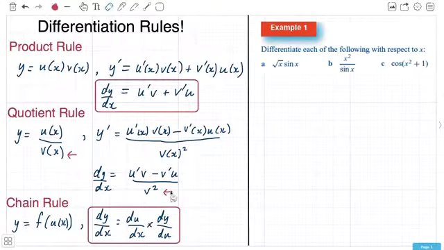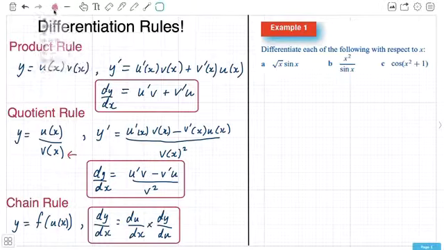Okay, so what we're going to do is use each one of these rules in this next question so we know what we're doing with them. Okay, so let's have a look. The first question that we've got here, we've got differentiate each of the following with respect to x. The first one is the square root of x times sine x. You see that you've got two functions here. Those two functions are multiplied.